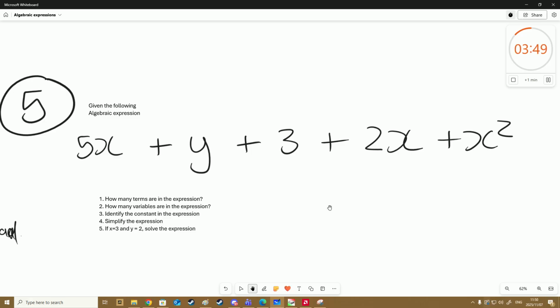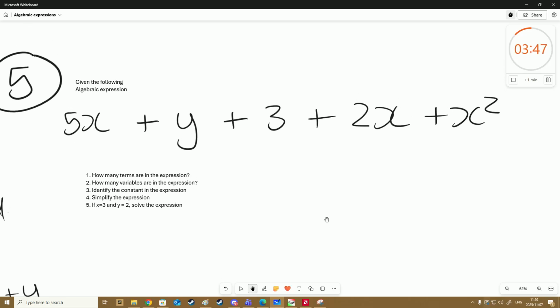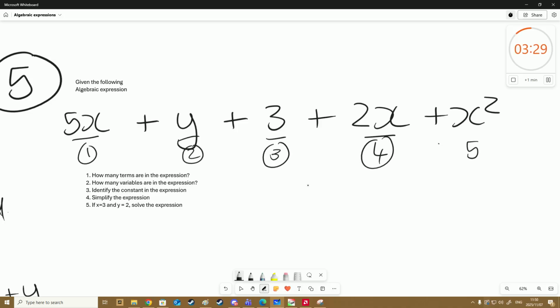Alright, so hopefully you could have done it. Let's start with number 1. How many terms are in the expression? So we said that terms are separated by pluses and minuses. Here's a plus, so it's separating these into 2 terms, another plus, 3 terms, another plus, 4 terms, another plus, 5 terms. So there are 5 terms.